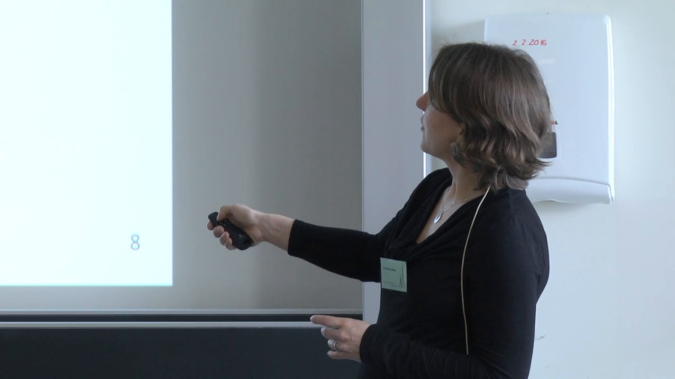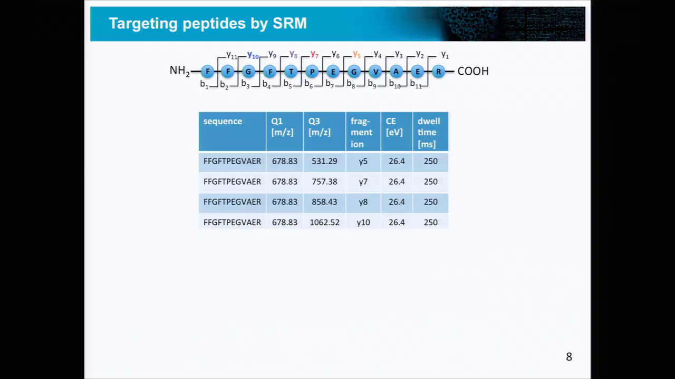The same holds true for this Q3 column here. There you need to select the fragment ions that you want to measure for this peptide. We have selected here Y5, 7, 8, and 10. And again, you need to know the mass-to-charge ratio of these fragment ions. And then there are two additional columns. One is called collision energy. That's the energy that you want to apply in the second quadrupole to fragment your peptide.